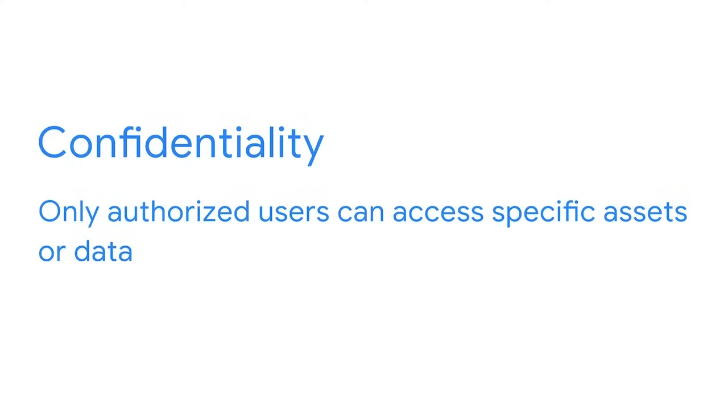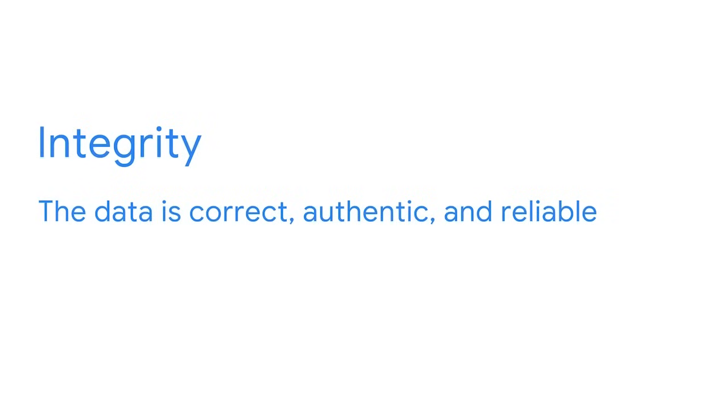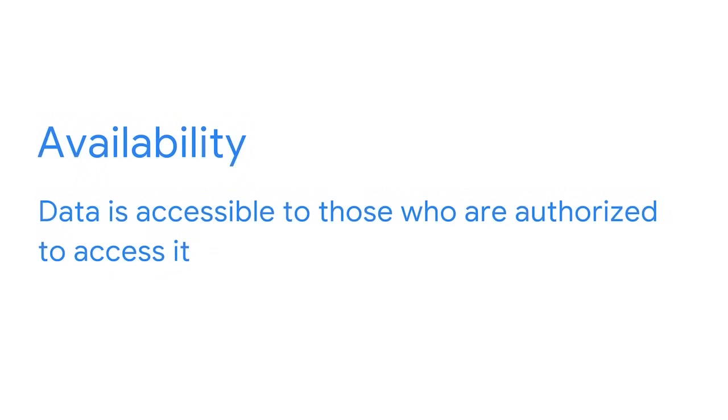Confidentiality means that only authorized users can access specific assets or data. Sensitive data should be available on a need-to-know basis so that only the people who are authorized to handle certain assets or data have access. Integrity means that the data is correct, authentic, and reliable. Determining the integrity of data and analyzing how it's used will help you, as a security professional, decide whether the data can or cannot be trusted.